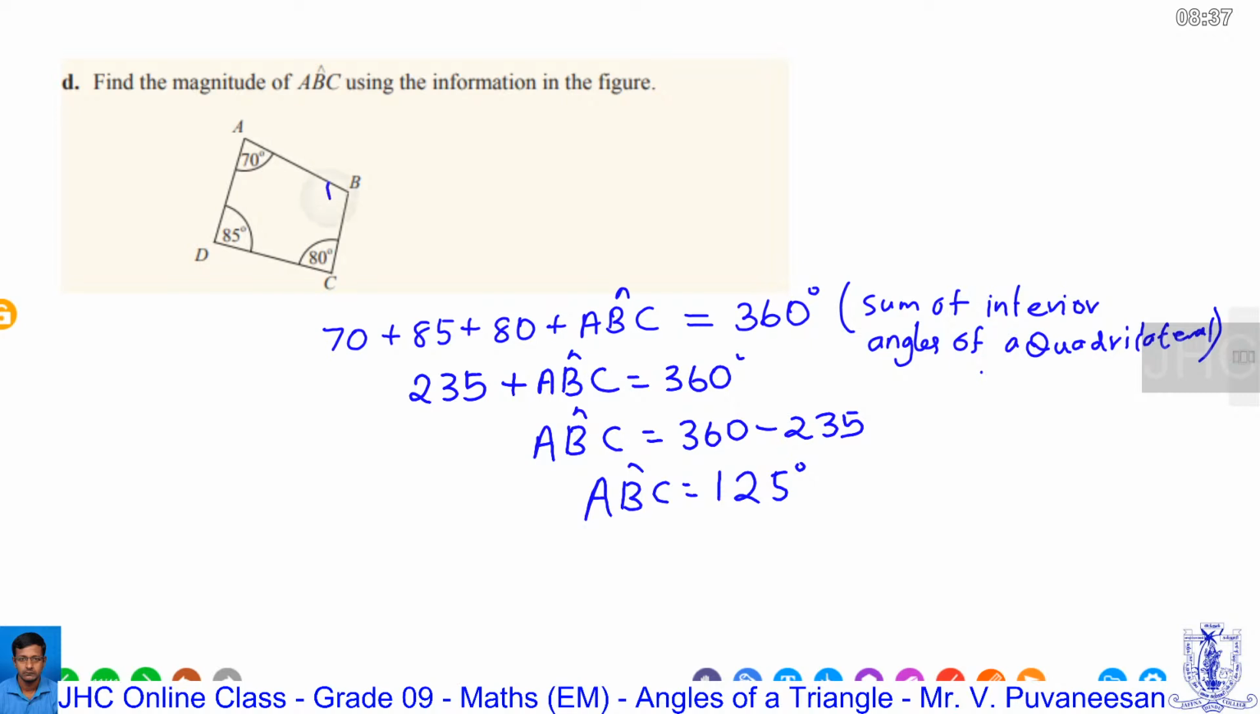This angle is asked. We know the sum of the four interior angles of a quadrilateral equals 360. So we use this knowledge and find the value of the magnitude of ABC. Okay.